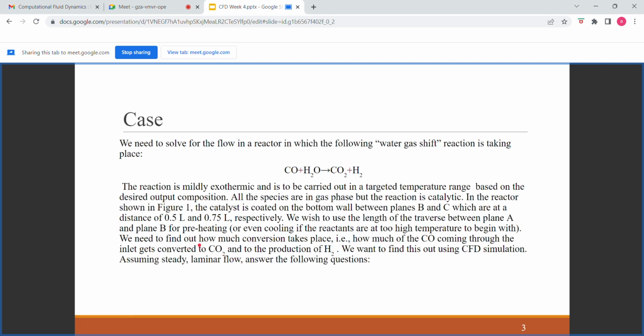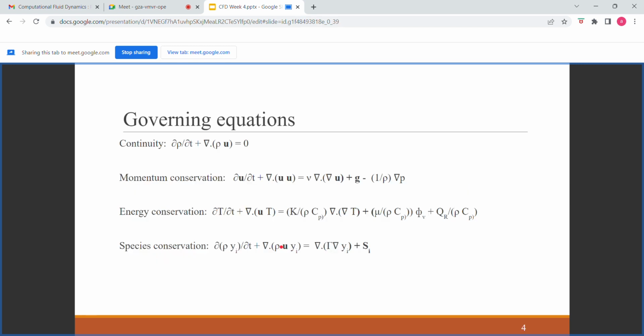So from this reaction, it is required that we find out how much conversion takes place, how much of the carbon monoxide coming through the inlet gets converted to carbon dioxide and to the production of hydrogen. We want to find these out using CFD simulations, and it is given that we can assume the flow to be steady laminar flow, and we should answer the following questions. These are the cases given in this.